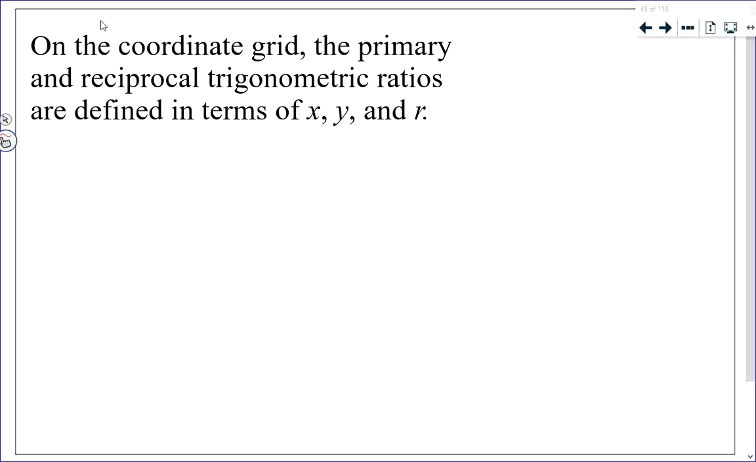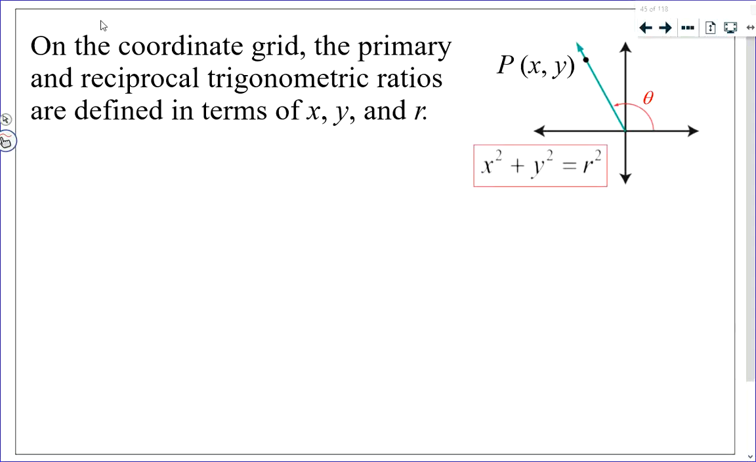All right, on the coordinate grid, the primary and reciprocal trig ratios are defined in terms of x, y, and r. This is true whether we're talking about points of intersection with the unit circle or not. So for any rotation angle, this one happens to be in quadrant 2, but it doesn't have to be, you can pick a point on the terminal arm, and that point has coordinates of x, comma, y. By the way, r is the distance from that point to the origin. Well, we know that x squared plus y squared equals r squared.